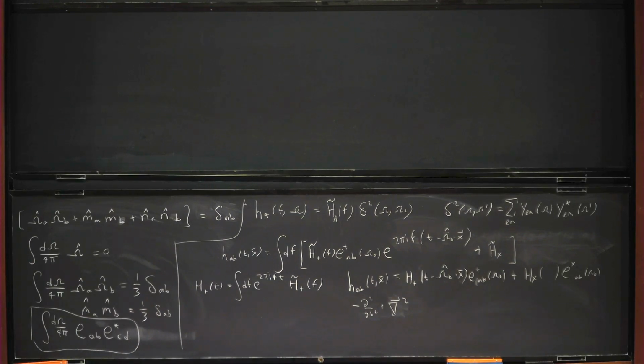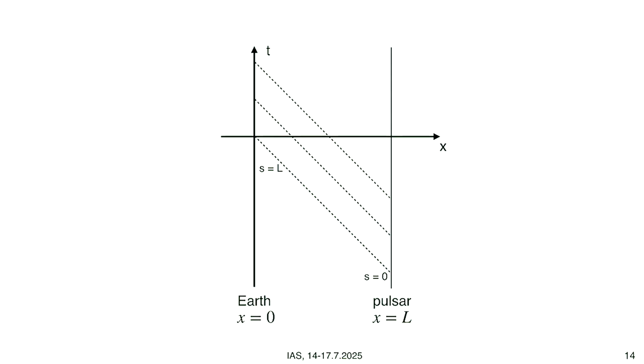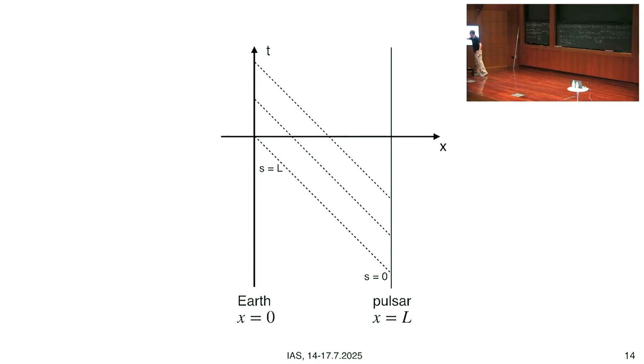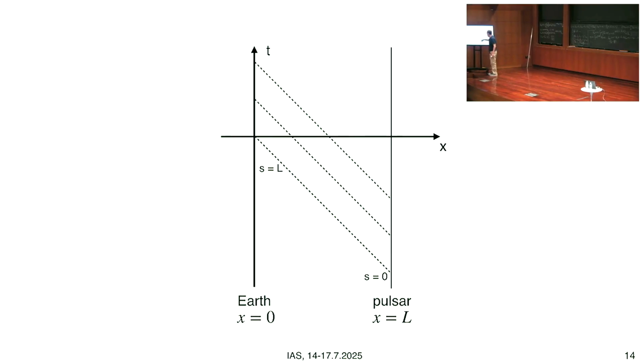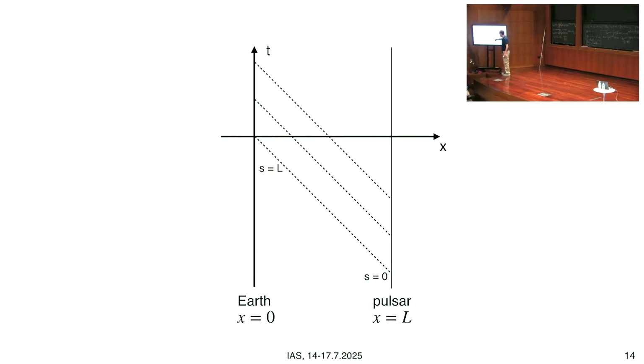And the picture I've got here is there's a pulsar located at x equals L, and there's, for example, a radio receiver on the Earth. And pulses of light are traveling from the pulsar to Earth along null paths.